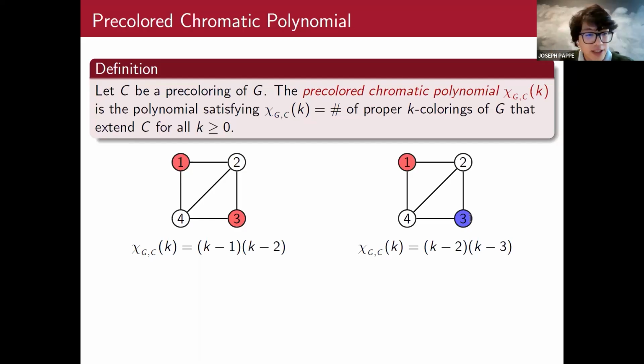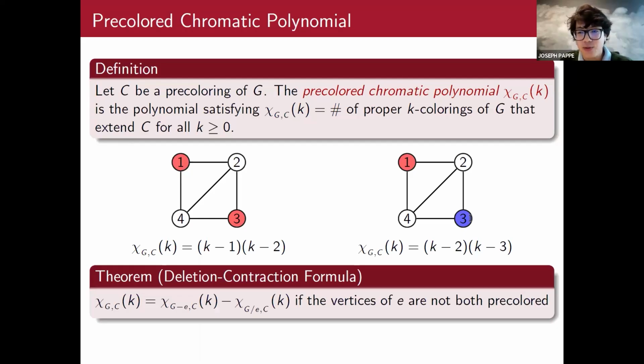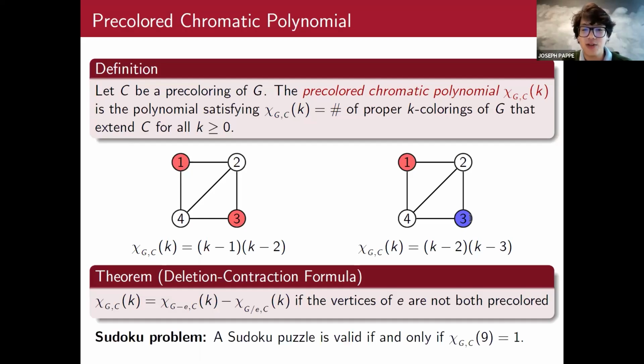And we still have the same nice property of a deletion contraction formula. So you can feed it to your computer, and it can figure this thing out recursively. And this gives us a way to solve our Sudoku problem, right? We take our Sudoku puzzle, find its pre-colored chromatic polynomial, plug in the number 9, and then check if it's equal to 1. So this gives us a way of solving this puzzle, or this problem.